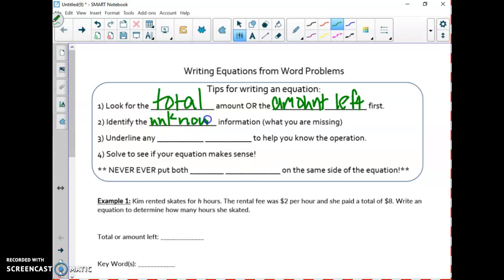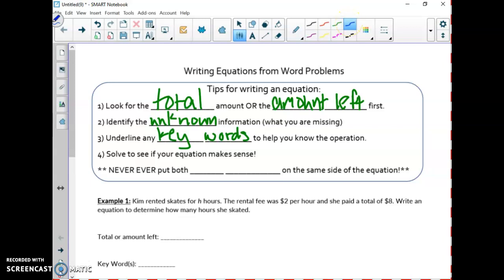The next step is going to be to identify the unknown information. Basically, that's what do I need to know? What is missing? What am I solving for? Then we're going to underline any keywords that could help us figure out what the operation is that we're using. So for example, if it says the sum of the two numbers, sum would be a keyword that would tell us that we're doing the operation of addition. And then your last step is you'll want to solve to see if your equation makes sense.